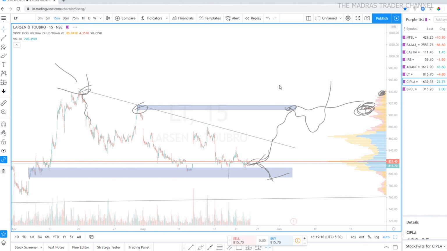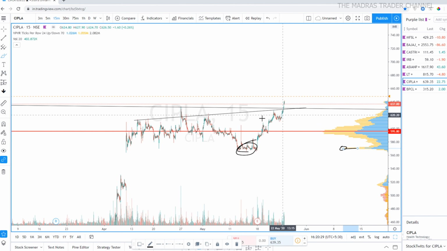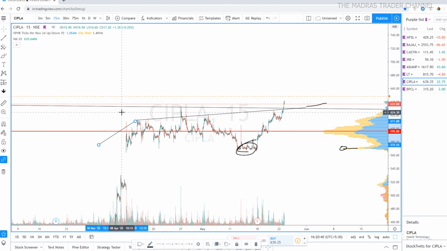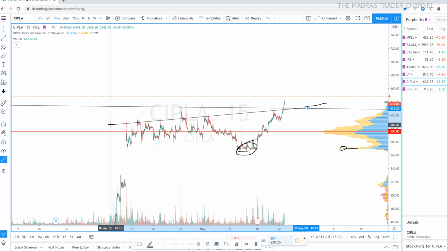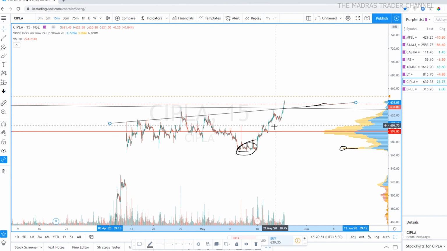Okay, let's go to the other stock, which is Cipla. So when it comes to Cipla, this is where the point of control is. For now, what we can consider from this volume profile is that this is the point of control, and this specific channel has been broken, and this high point of control is also below the channel, meaning that it has high potential to go up.